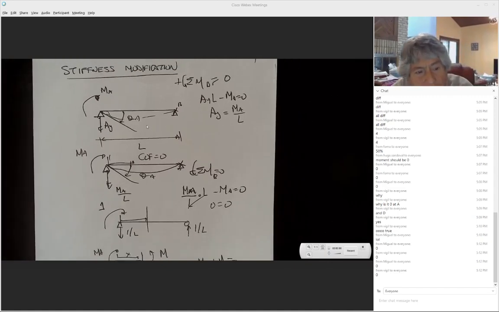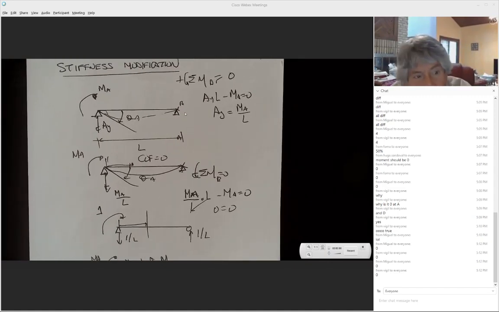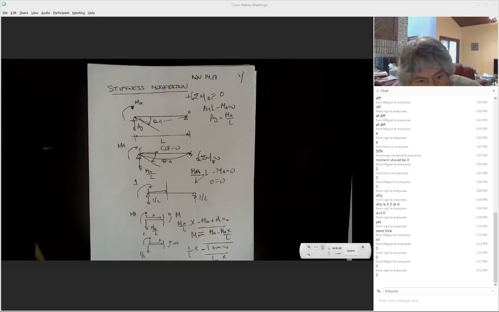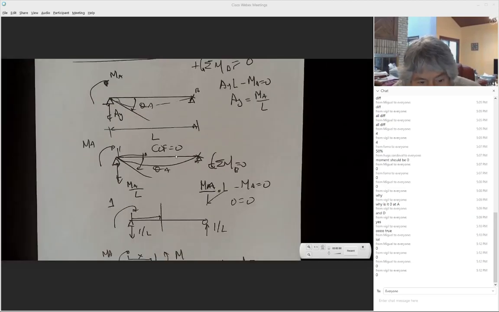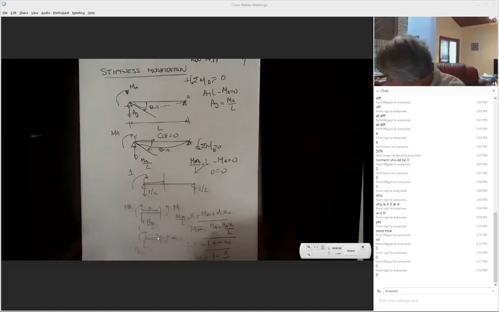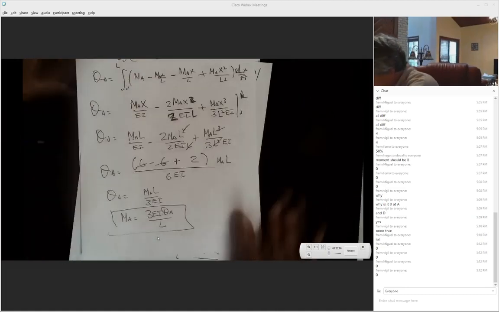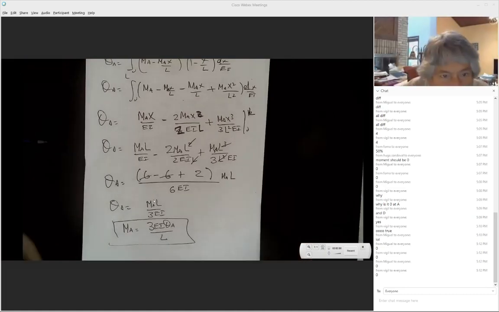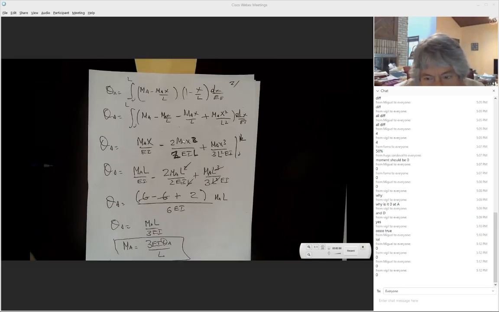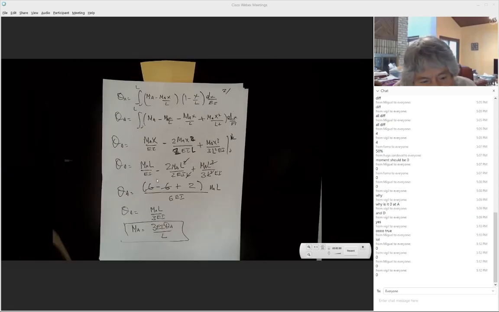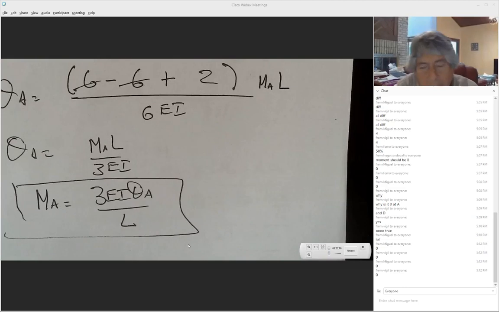So I went through the same computation as before. This is already a determinate structure. So this reaction is going to be MA divided by span. And so when I apply moment about this end, 0. So carryover factor equal to 0. When I use the rotation to do my computation, and I don't want you to go crazy trying to understand this. It's very simple because it's virtual work. But at the end, look, this is what is important.